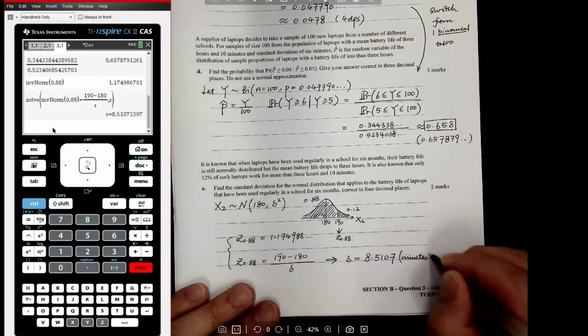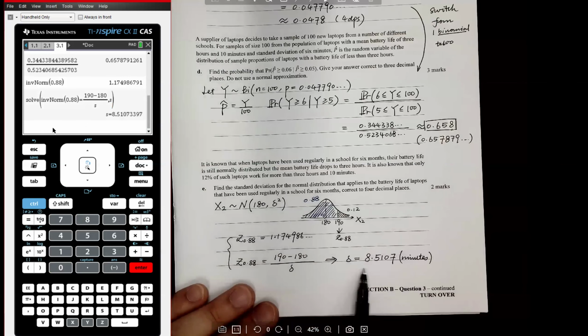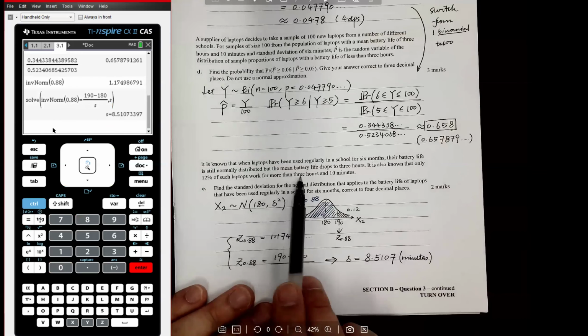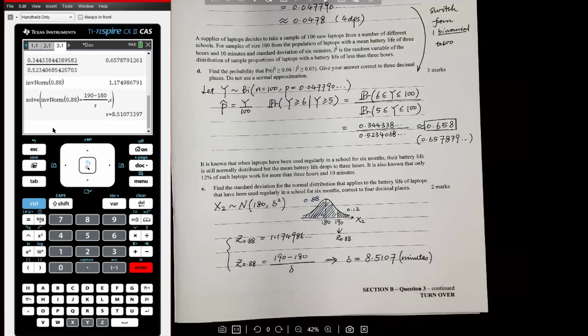Okay, better specify. Find a standard deviation for the normal distribution. You need to specify the unit because the question does not specify the unit, and the units are inconsistent: hours, minutes, etc. Alternatively, you might want to work with hours only.